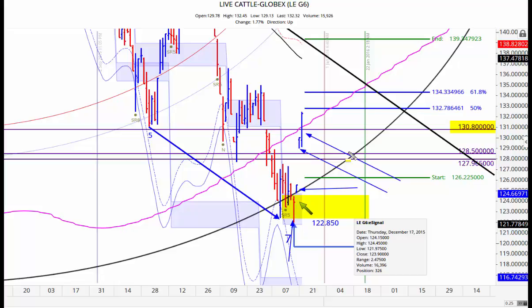But in any case, it's very exciting for us to see that 122.85 level, to see how the market reacted at that spot, just as we anticipated, as we had shared with you previously in our last weekly update.